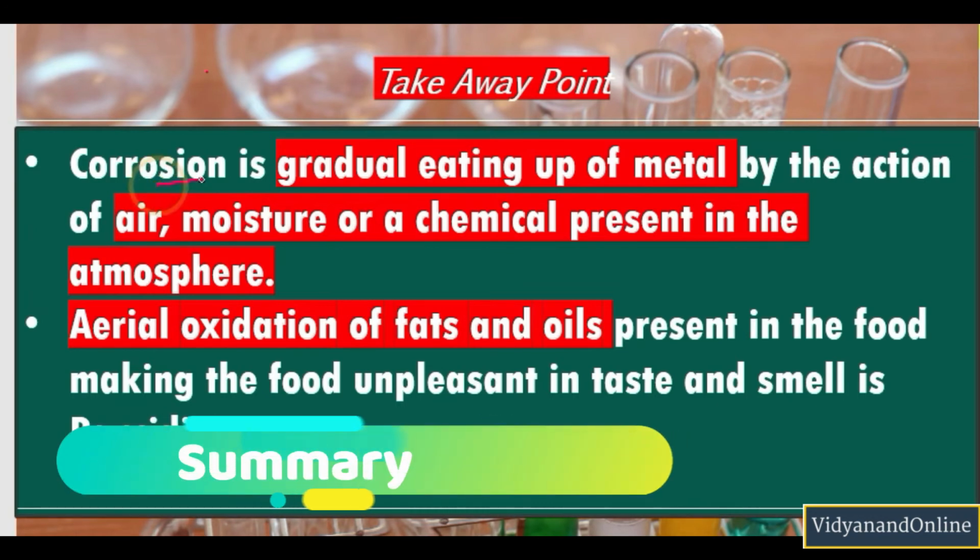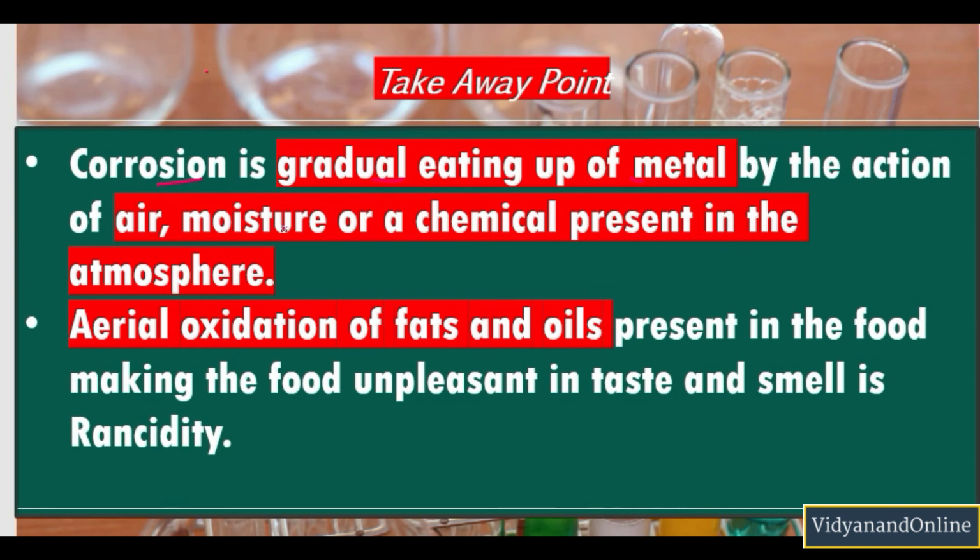So what is corrosion? It is basically gradual eating away of metal by the action of air, moisture or any other chemical substance present in the atmosphere, whereas the aerial oxidation of fats and oils present in the food, making the food unpleasant in taste and smell, is rancidity. So, since we are complete with the summary part, now is the time for Think and Write.